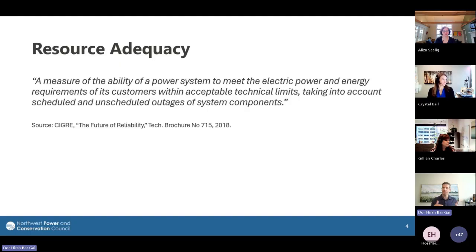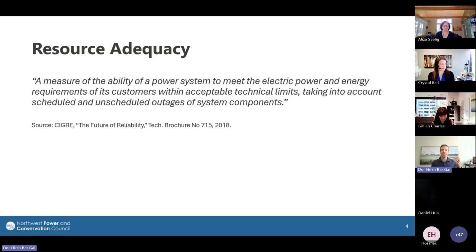I will say from the get-go, there is never 100% adequate. There are no systems that are economical for us to never have shortages. And so the idea is, how can we measure the supply and demand and have it meet within acceptable limits?